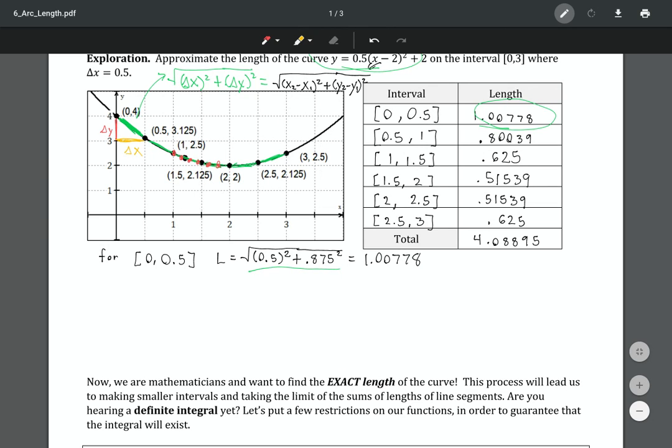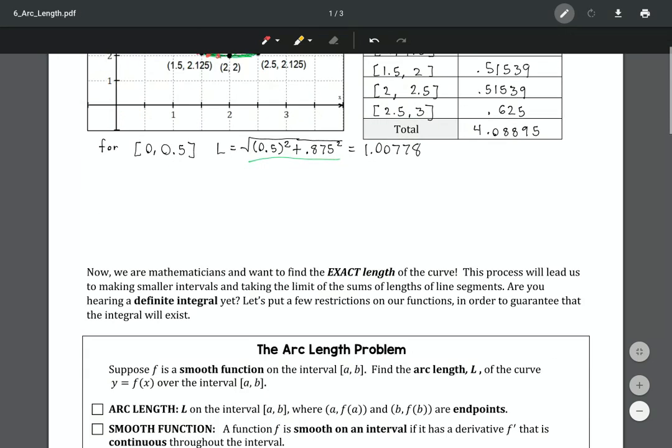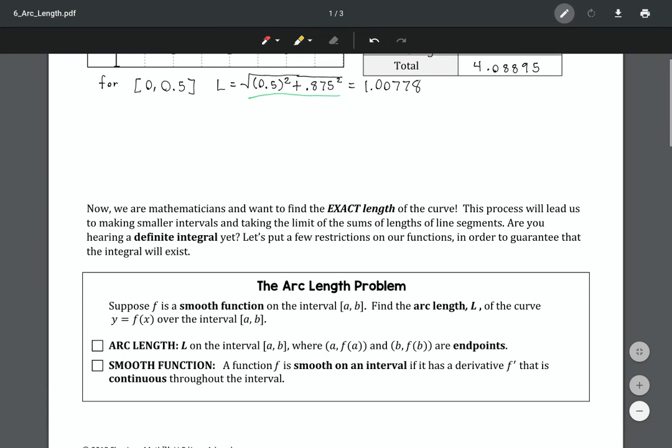So notice what I'm saying. I'm saying to take a bunch of infinitely small lines and add all of them up, and you would have the exact length of the curve. And that should sound to you like calculus. So we're actually going to do some calculus to figure out the exact length of an arc.